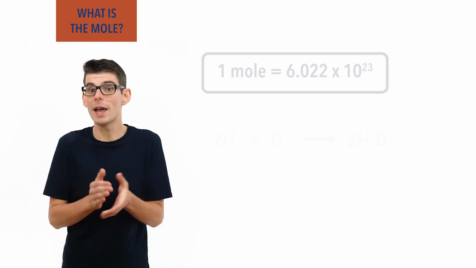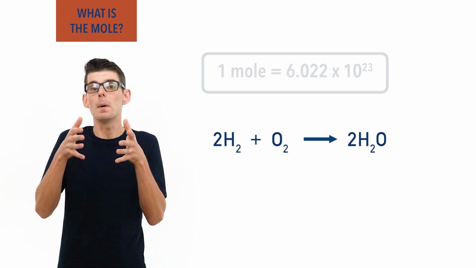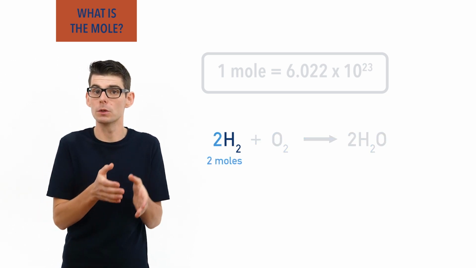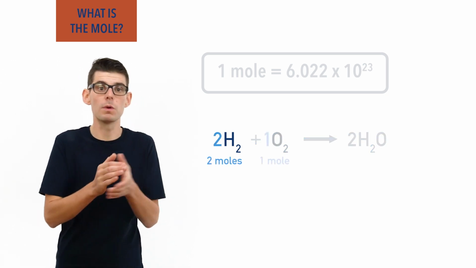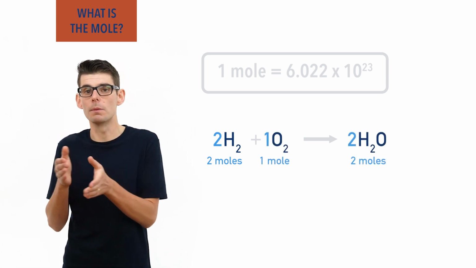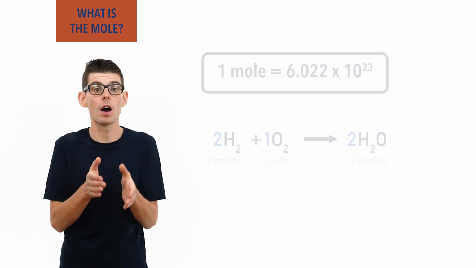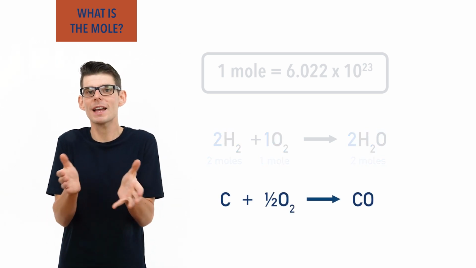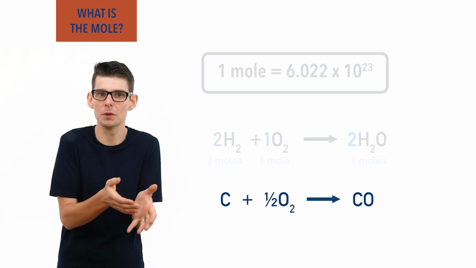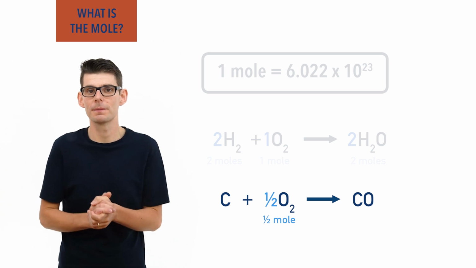The equation 2H2 plus O2 forming 2H2O means 2 moles worth of H2 molecules react with 1 mole's worth of O2 molecules to form 2 moles worth of H2O molecules. This is why equations can sometimes have half values in. As we aren't actually referring to half a molecule, we are referring to half a mole's worth of that molecule.